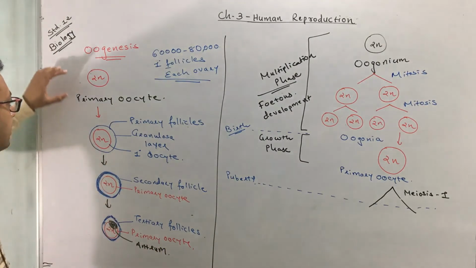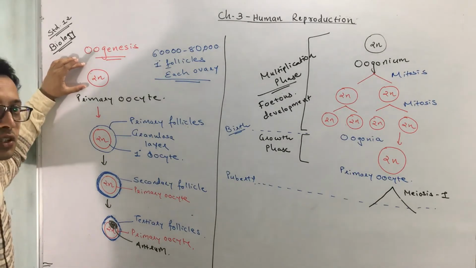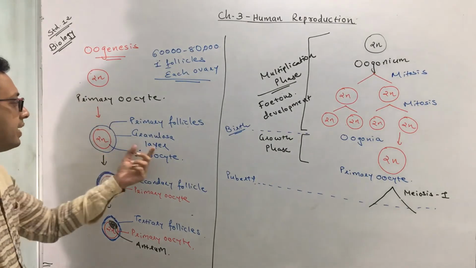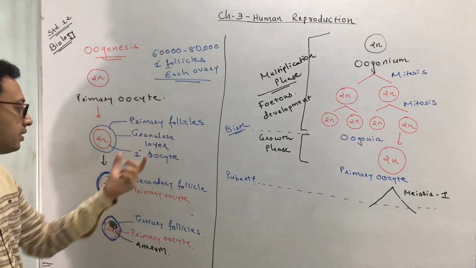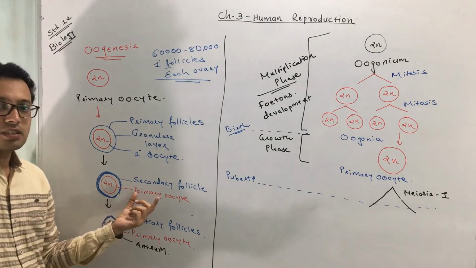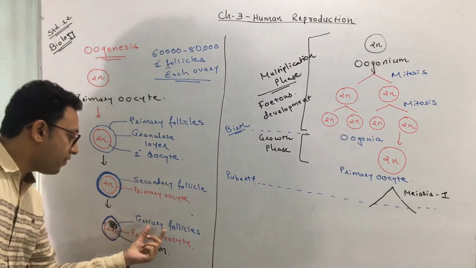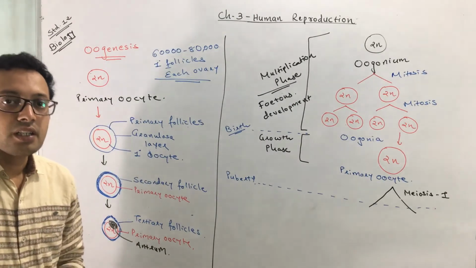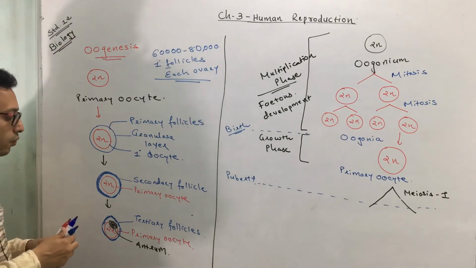Okay, I repeat, during the changes which take place in the growth phase, the primary oocyte is surrounded by a layer of granulosa, and this is called a primary follicle. With the addition of more layers of granulosa cells, it becomes a secondary follicle. The secondary follicle now converts to a tertiary follicle. Okay, clear?